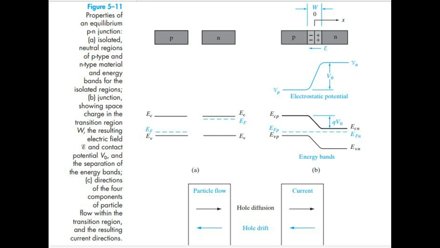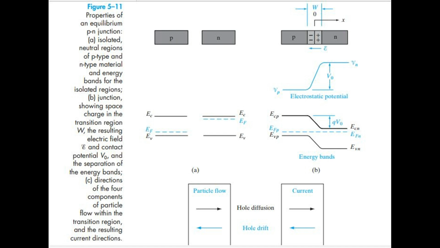Figure 5-11. Properties of an equilibrium p-n junction. A. Isolated, neutral regions of p-type and n-type material and energy bands for the isolated regions. B. Junction, showing space charge in the transition region W, the resulting electric field, and contact potential V0, and the separation of the energy bands. C. Directions of the four components of particle flow within the transition region, and the resulting current directions.